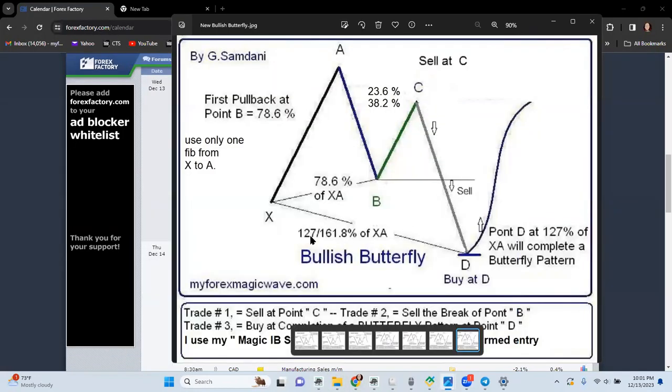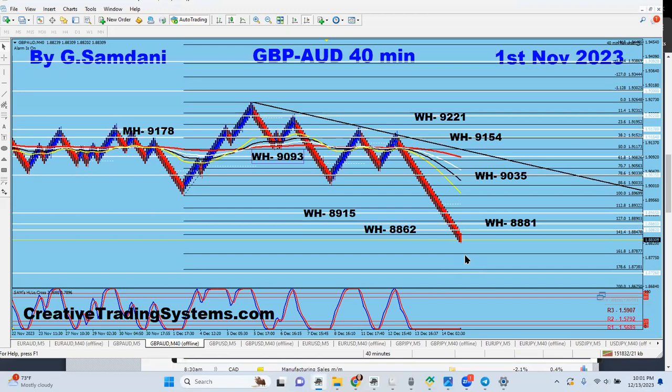Either it will bounce from 127 to 161. So 127 is already gone. So now we are going towards 1.618, and we might be able to bounce from there. We'll probably bounce definitely, right? This is what it is, 161. So this is Pound-Aussie.